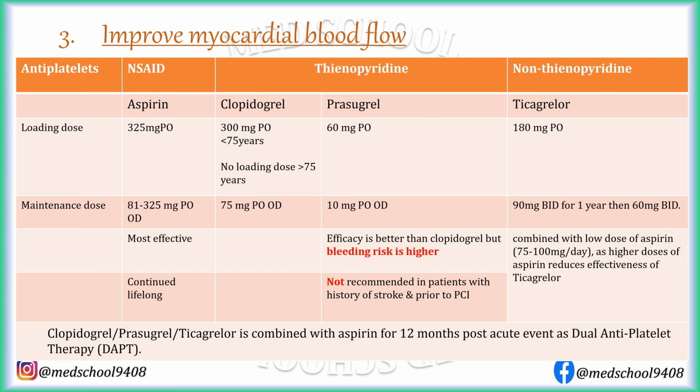Ticagrelor is combined with low dose of aspirin which is not more than 100 mg as higher doses of aspirin reduce effectiveness of ticagrelor. It should be noted that any one of clopidogrel or prasugrel or ticagrelor is combined with aspirin for 12 months post-acute event as dual antiplatelet therapy.